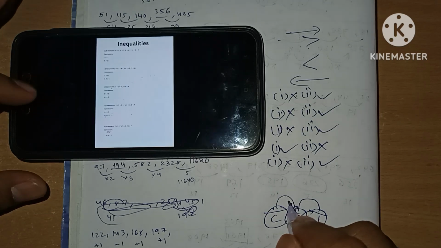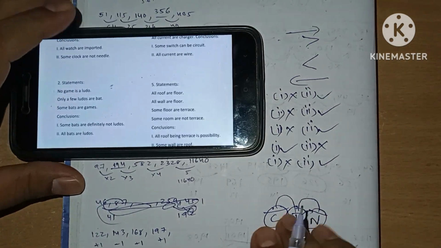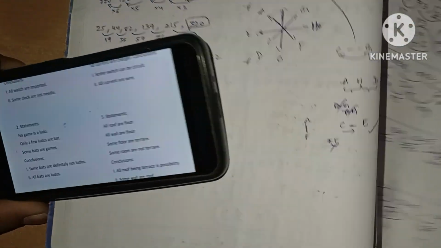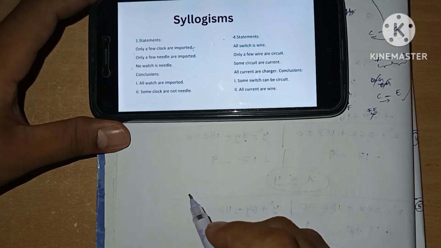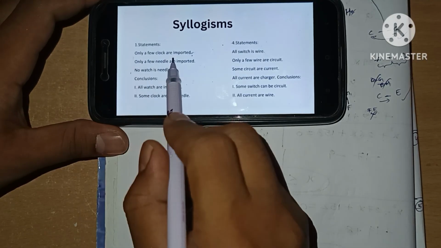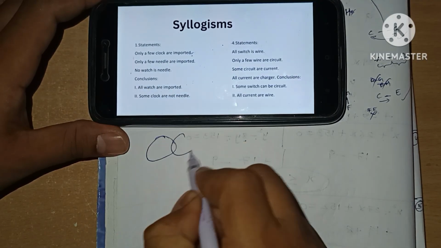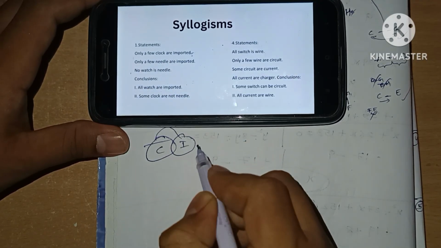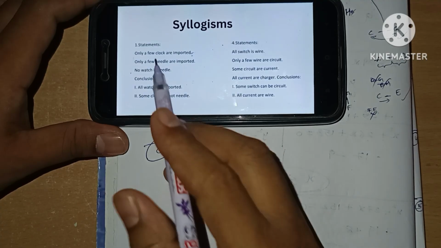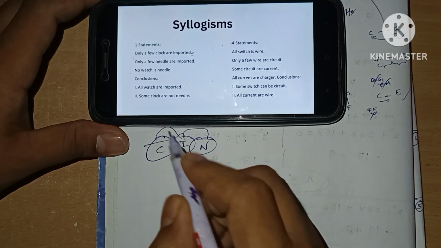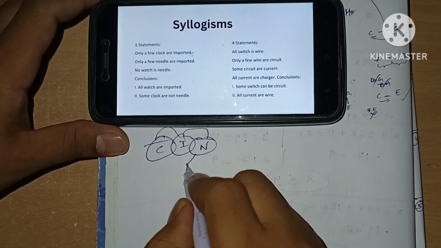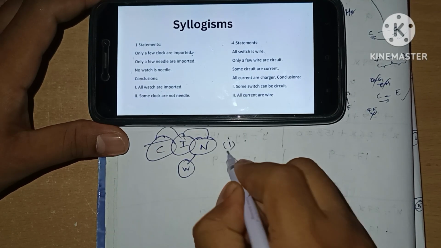Now we are going to see syllogisms. Syllogisms. First question, only a few clocks are imported. Only a few needles are imported. No watch is needle. Let's see conclusions.